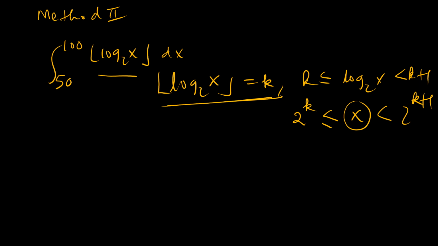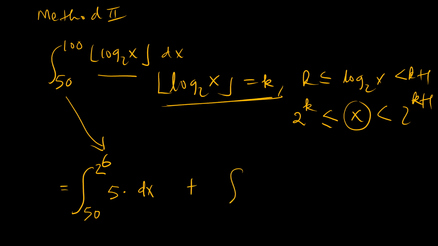This value holds. So what we see here is our integral is going to have the integral from 50 to 2 to the power 6. In that interval, we have 5 as our k, plus the integral from 2 to the power 6 to 100. In that interval, we have 6, integrated.